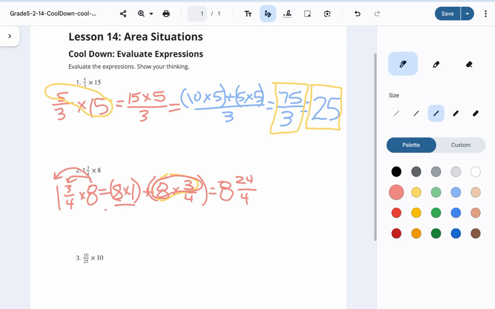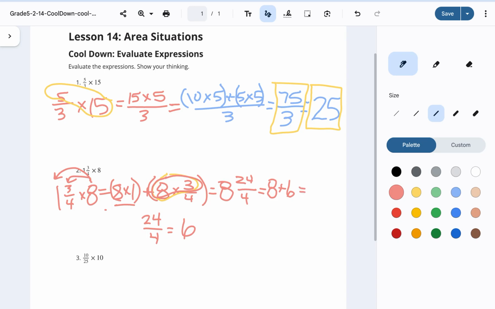Now, this is a correct answer, but it's in kind of a clunky form. Technically, when we have a mixed number, we like it to be a proper fraction and a whole number value. So let's go ahead and simplify this. Well, 24/4, let me write this down below. 24/4 actually equals a whole number, because how many times will 4 go into 24? It goes in 6 times, right? So really, I can continue this on to say that this is going to be 8 plus 6.